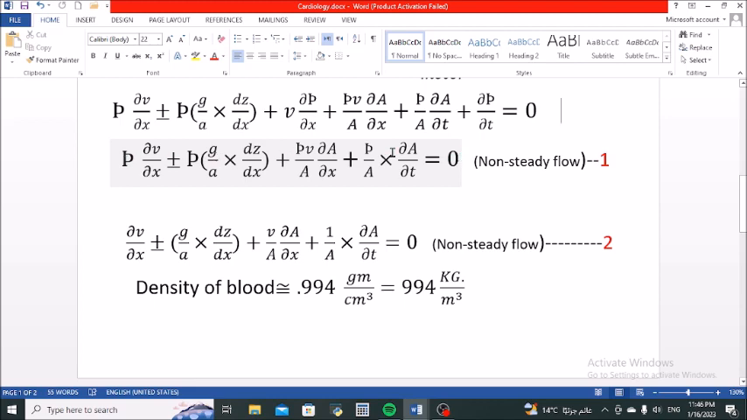And these 4 terms are multiplied by rho. Rho being constant, and the equation equated to 0, if we divide the 4 terms by rho, the equation remains correct. So we are left with partial v by partial x, plus or minus g over a dz by dx, plus v over a partial a by partial x, plus 1 over a partial a by partial t equals 0. Why plus or minus? Because the sonic shock wave moves forward and backwards. In the forward path it is plus, in the backward path it is minus.